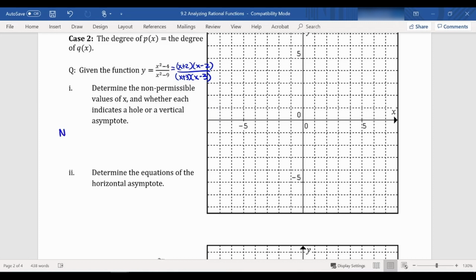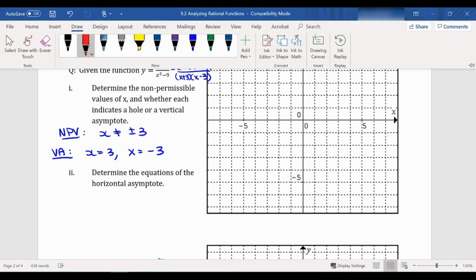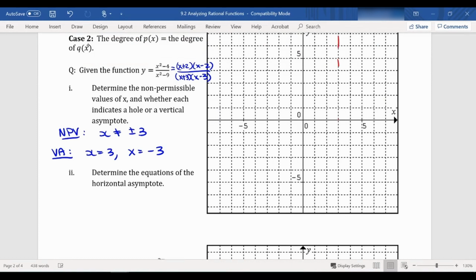My non-permissible values here, on the bottom, would be x can't equal plus or minus 3, which means my vertical asymptotes would be x equals 3 and x equals -3. So I'm going to draw in my asymptotes.